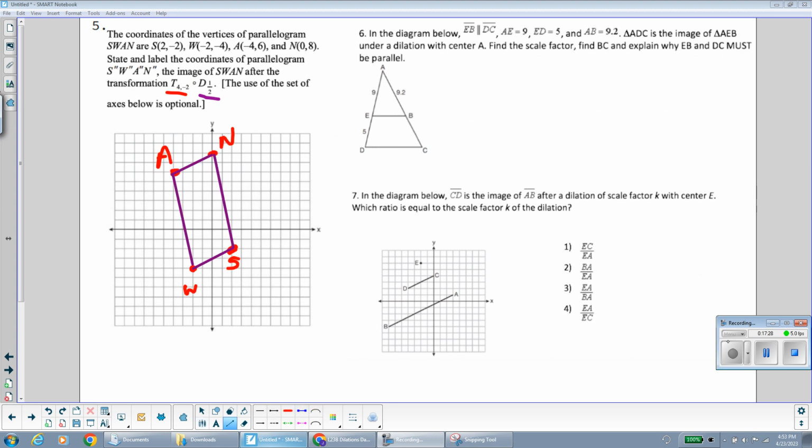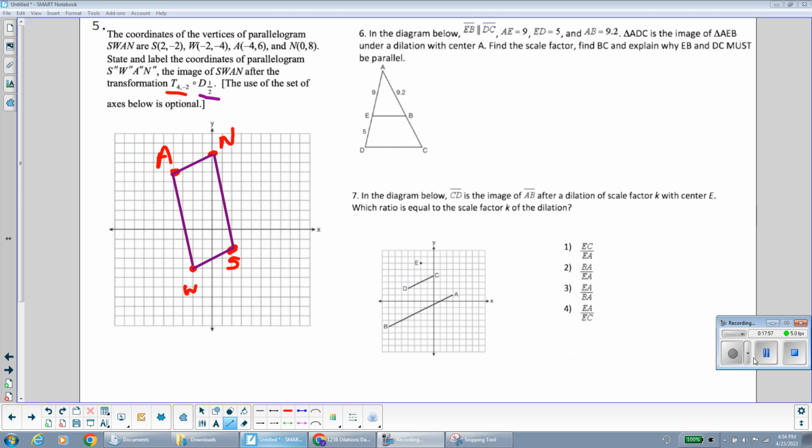So I just plotted the coordinates. The dilation is centered at the origin because it doesn't specify, so we assume it's at the origin. So you can just take each of the original coordinates and multiply them by 1/2 to graph the new points. So for example, S prime would be half of 2, which is 1, half of -2, which is -1. So that would be the point 1, -1. Take a second and plot the other dilated points by a scale factor of 1/2. I'm going to do that on my end as well.